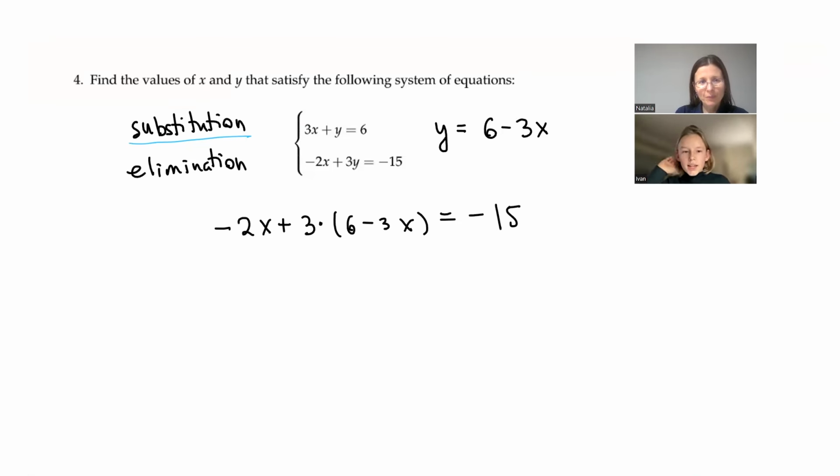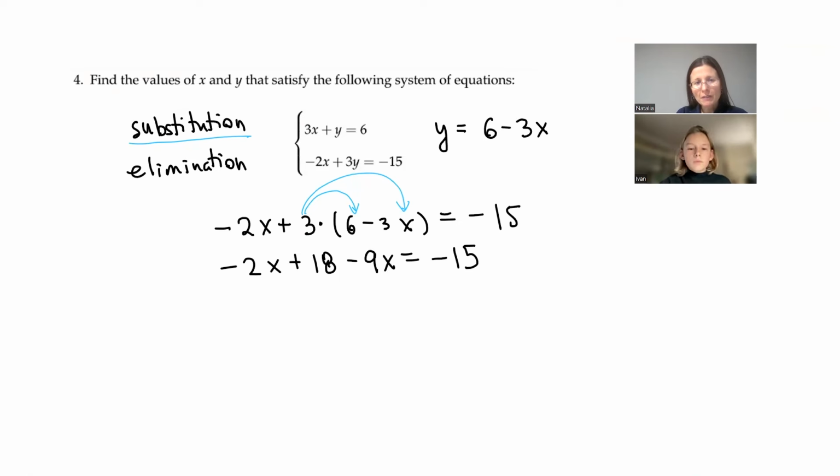We would use PEMDAS and the distributive property. So we would distribute 3 through both terms in the parentheses, getting 3 times 6, or 18, minus 3 times 3x, or 9x. Minus 9x equals negative 15. Good. Let's combine like terms on the left side next. Combining like terms is when we add all the variables we can with the same power of x to create fewer terms. So here we have negative 2x and negative 9x. When added, that's negative 11x plus 18.